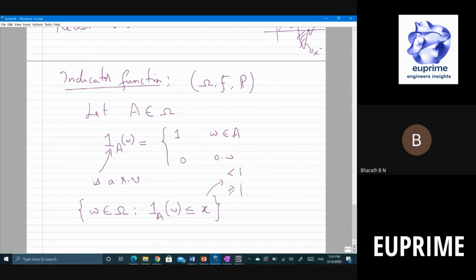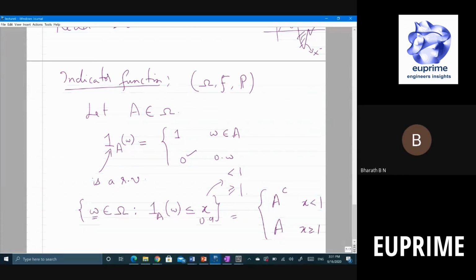Now, suppose I take any number less than 1, for example, 0.9. You should collect all those outcomes which got mapped to some number less than 0.9. That will happen only when it takes 0, right? When will it take 0? Whenever it is not in A, in the A complement, whenever x is less than 1. When x is greater than or equal to 1, what happens?